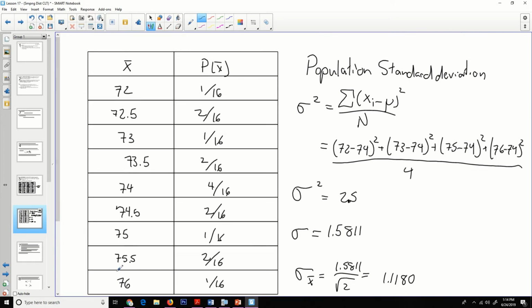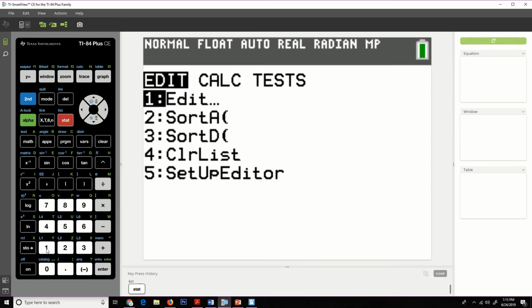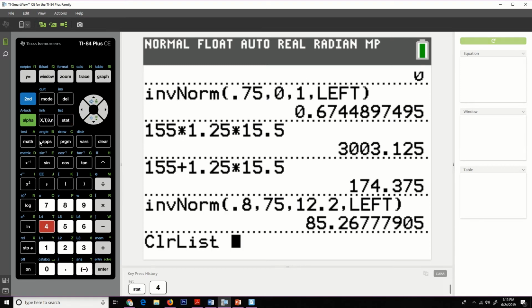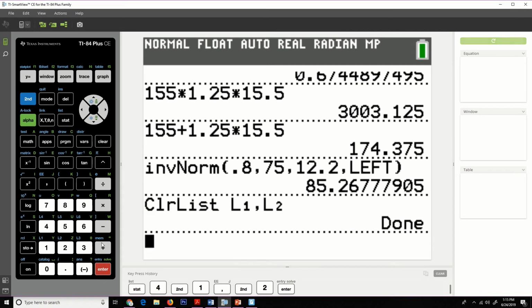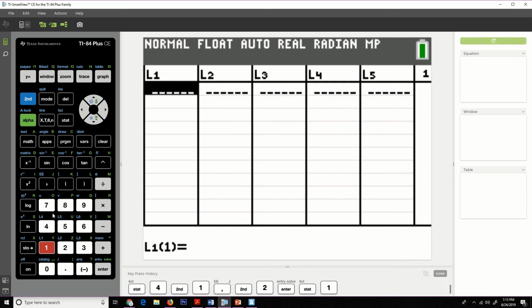And we can verify that that's true with our graphing calculator. If I hit the stat, let's clear out the lists here. So we want to clear lists, and we need to clear out 2 lists here, L1 and L2. If we clear that out, and then I hit statistics here, I hit edit, and I'm just going to enter the data from that sampling distribution.